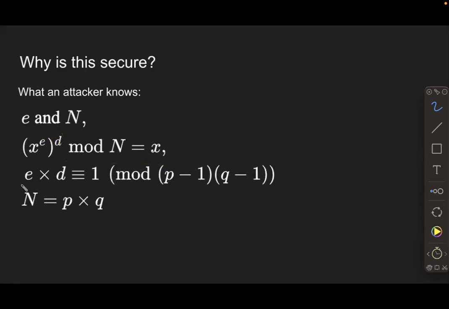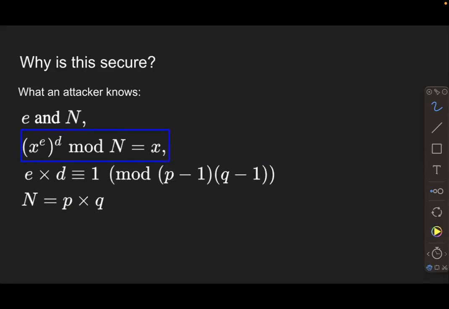And because he knows the rules of encryption, he knows that you chose an E and a D such that E times D is 1 mod (P minus 1) times (Q minus 1). And he also knows that N is the product of two primes, P and Q, but he doesn't know what P and Q are. I'm just talking at a high level about what the attacker knows, and let's think about each of these.